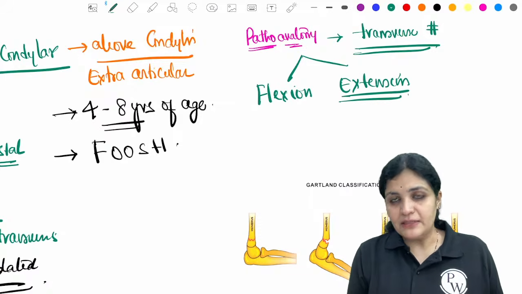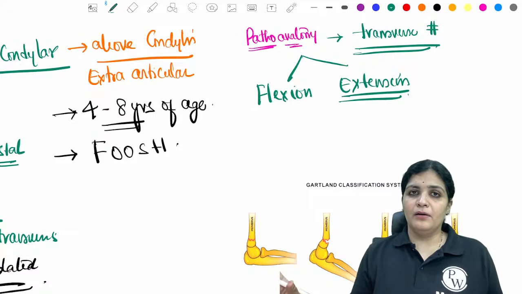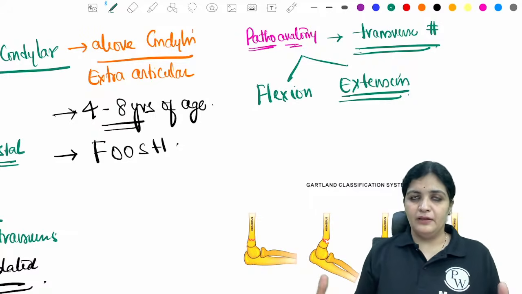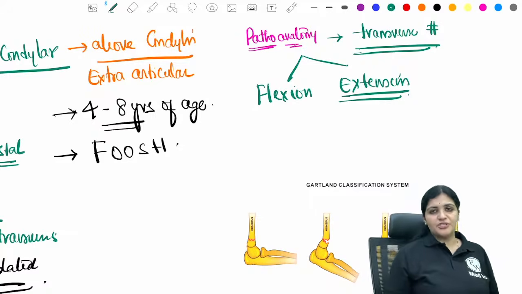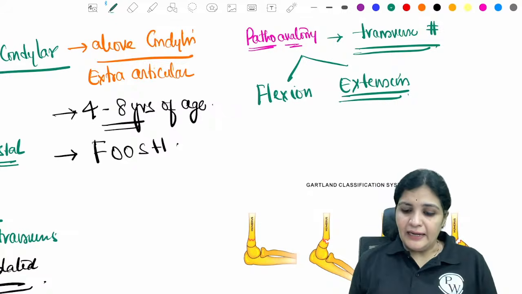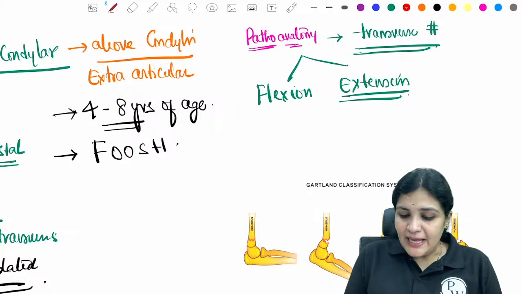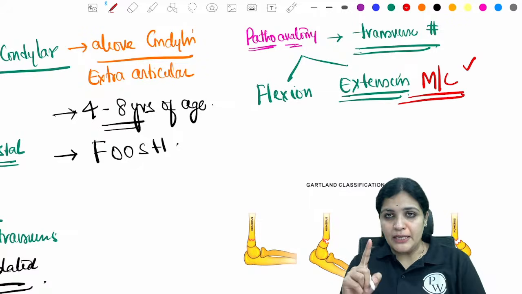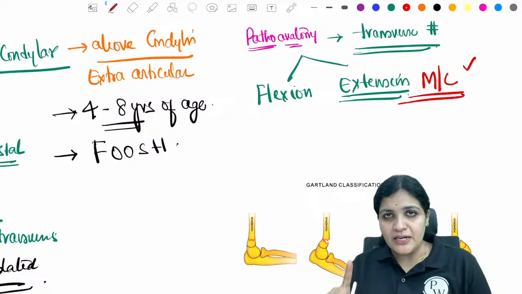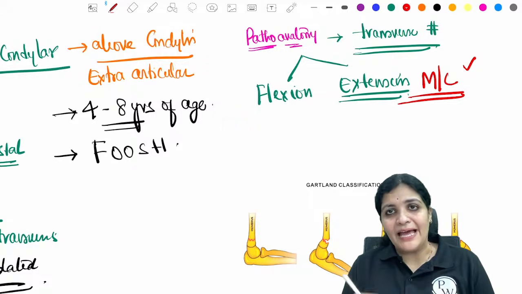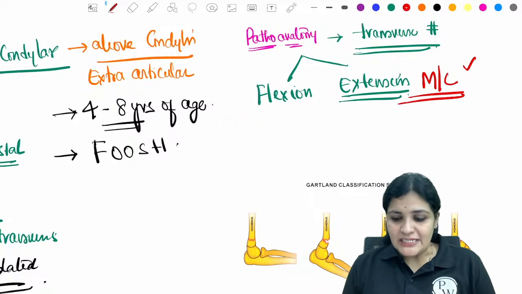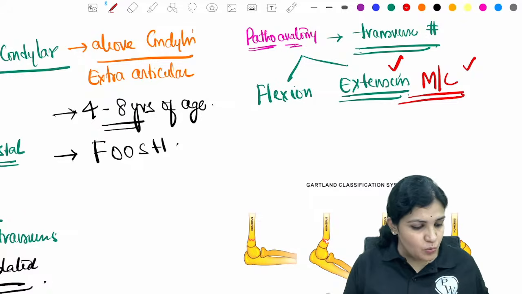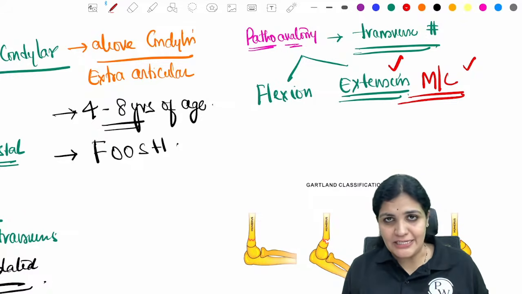Because whenever the child falls on an outstretched hand, the extension type is most common. So there are two types in distal humerus fracture, that is supracondylar flexion type and the extension type. The extension type is most common. This is what you have to remember.